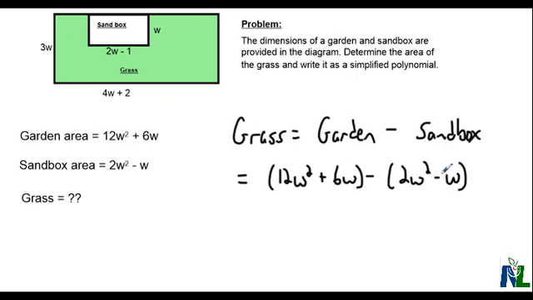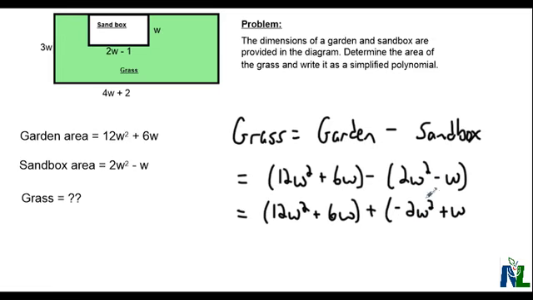Remember, subtraction is the same as adding the opposite. If you need some reminder of that, go back and take a look at our subtracting polynomials video. Don't change your first polynomial, so we just write it as 12w squared plus 6w. Change subtraction to addition, and we switch the sign of each term in our second polynomial. So 2w squared becomes negative, negative w becomes positive.